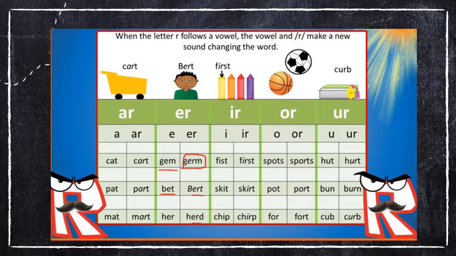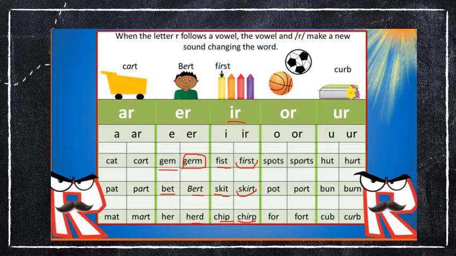Now let's move to the IR, the R beside the vowel letter I. Fist, first. Skit, skirt. Chip, chirp. You see? First, skirt, chirp.